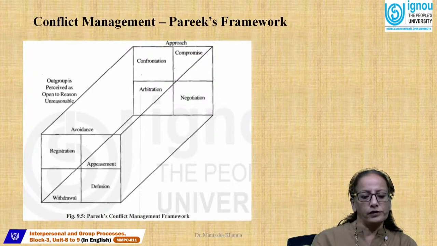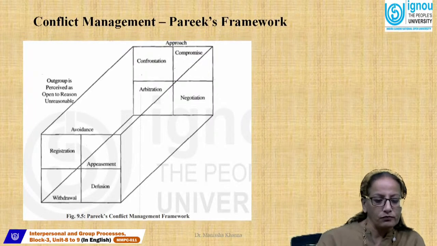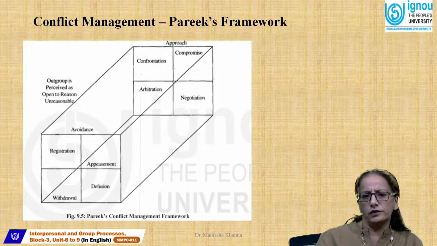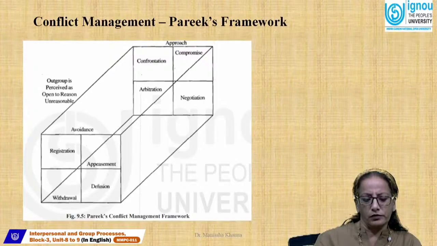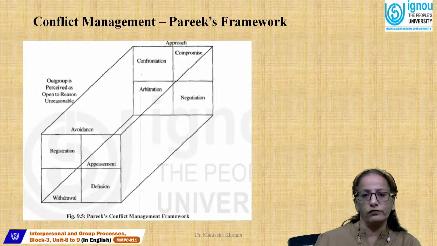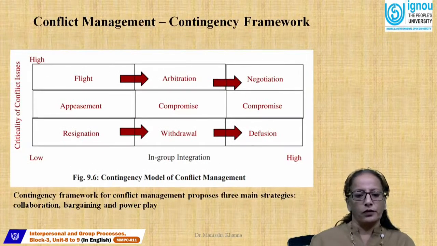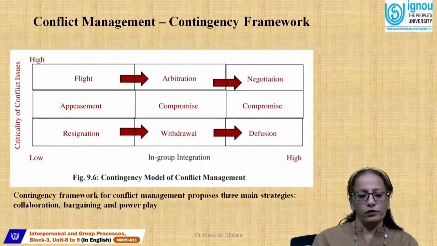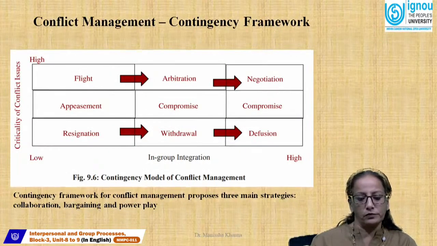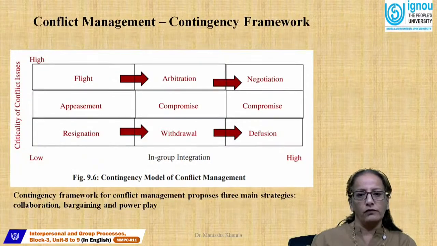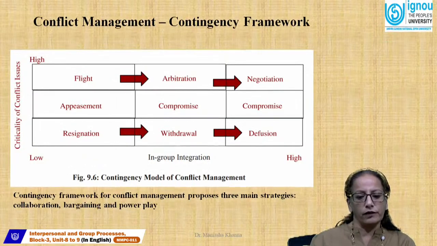But the avoidance can be, in the initial stages, withdrawal, or appeasement can be done, or the conflicts diffuse at a very early stage. The contingency framework is the contingency model of conflict management, which proposes three main strategies, that is collaboration, bargaining, and power play. If you see this picture, there is a flight.